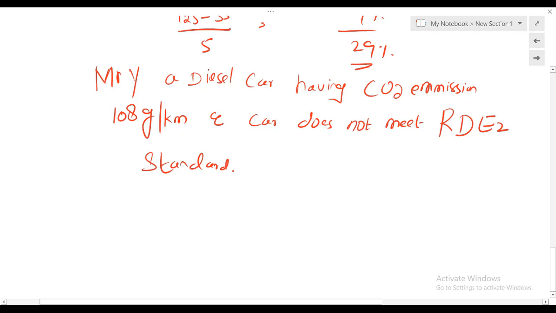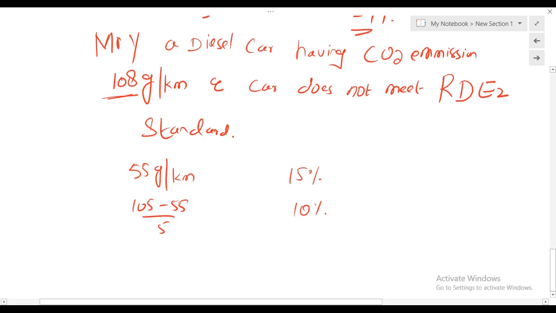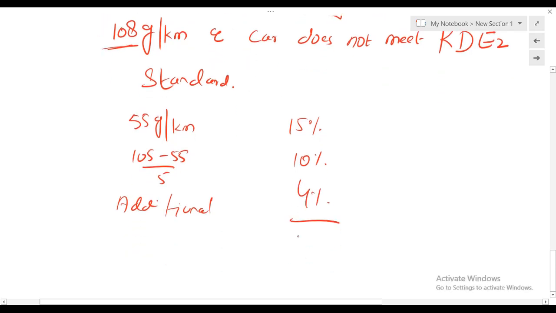Now let us focus on this question, Mr. Y. How do we solve this 108 grams per kilometer? First 55 grams per kilometer, we have 15%. After that, 108 will be rounded down to the nearest 5: 105 minus 55 divided by 5. Let's see what comes. It is coming to 10%. Since it is a diesel car and does not meet the RDE2 standard, you have to add an additional 4% surcharge. So your CO2 percentage is going to be 29%. So now I'm going to multiply the list price with 29%. Very simple, I believe. So it should not disturb you.